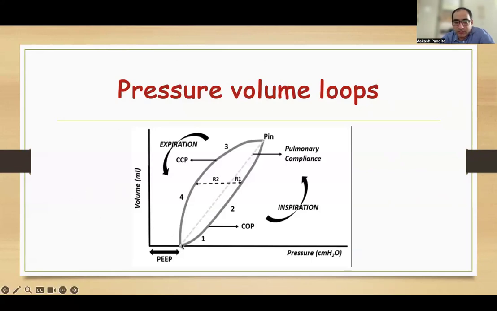So again, this loop will never start from zero. It will always start from here because this is something called PEEP. And beyond this point, as we increase the pressure, there will be a good increase in the volume, telling me that the lung compliance is good.